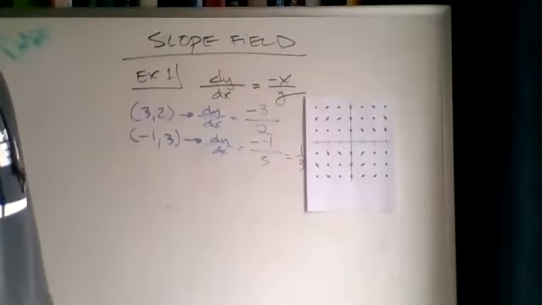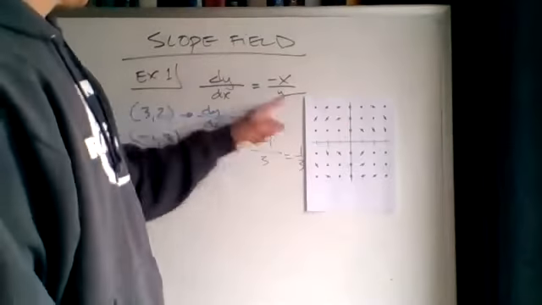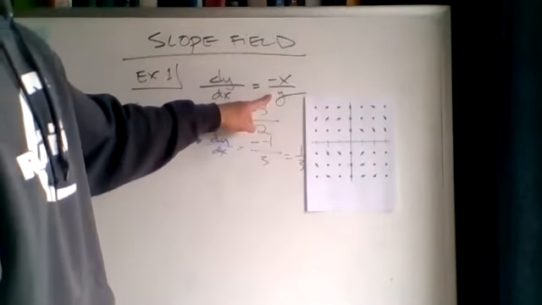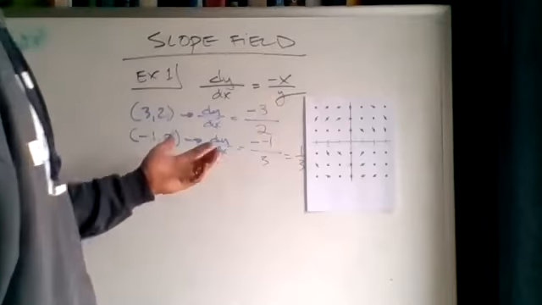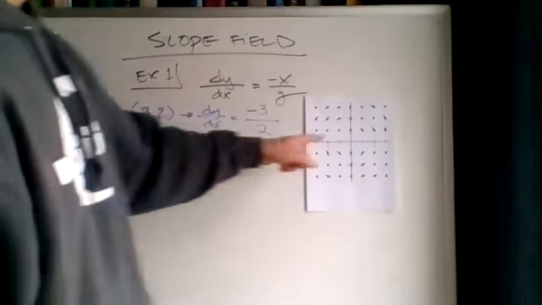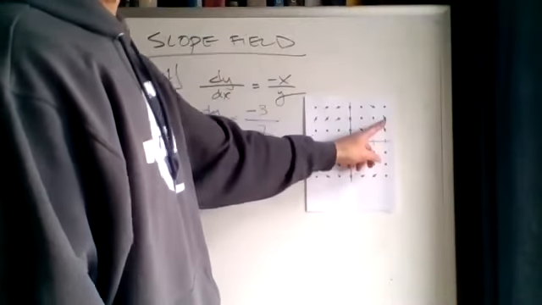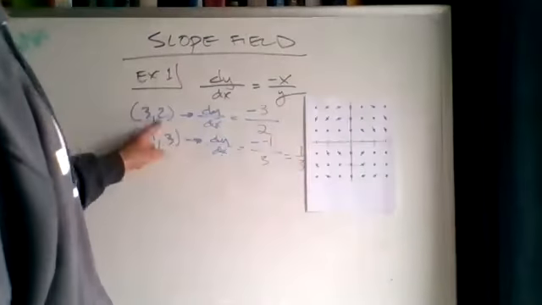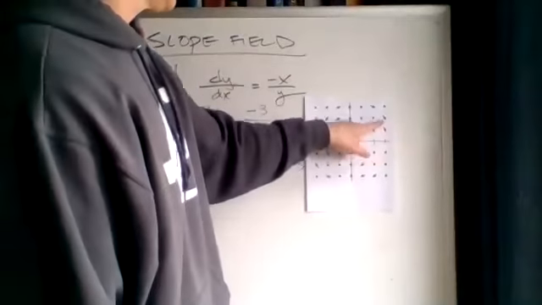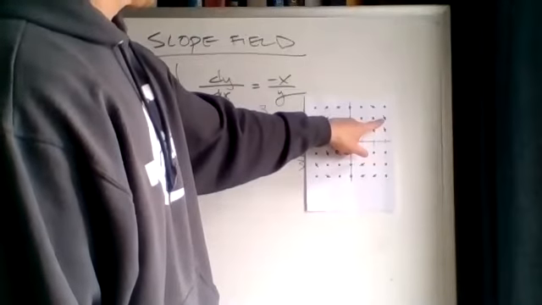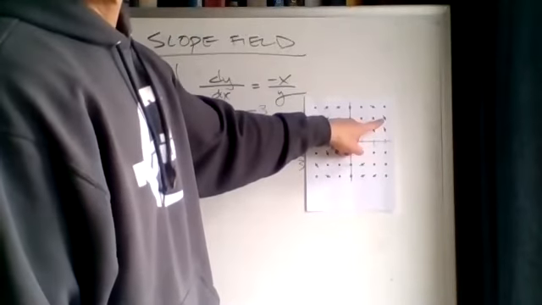There we go. So this is the slope field associated with that differential equation. We can put some of these on here. So 3, 2, oh, it's already on there. This little whisker right here at (3, 2) has a slope of -3/2.